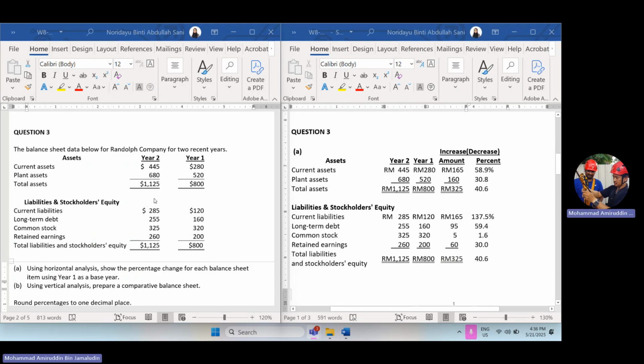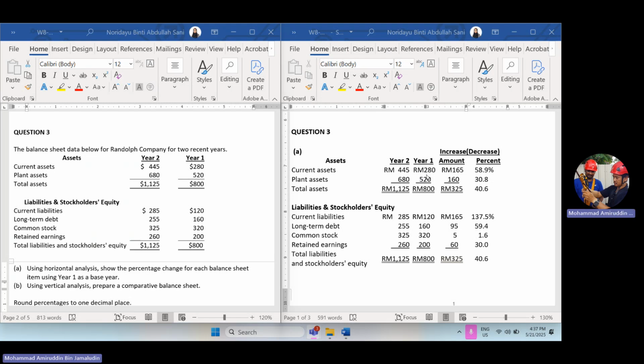Okay, question 3, Part A. We conduct horizontal analysis. Show the percentage change for each balance sheet item, with year 1 as the base year. So we refer to year 1 as a base year and then we see the changes, horizontal. Very simple, right? You compare 445 and 280.